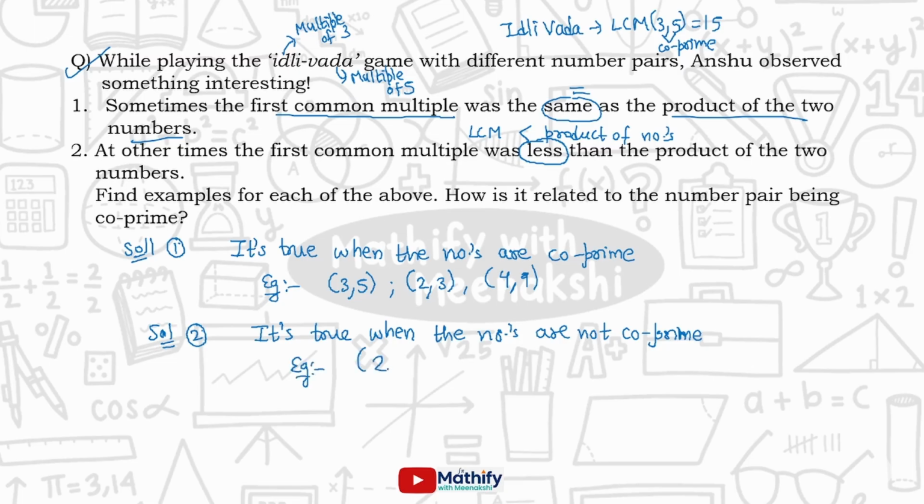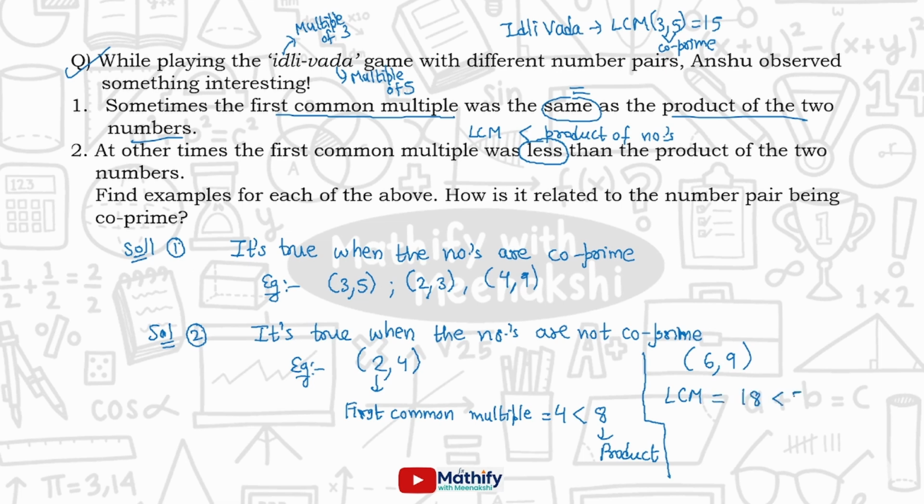Example: 2 and 4. Here the first common multiple, that means the LCM, is 4, and that is less than the product, because the product was 8. Similarly, one more example: 6 and 9. Again, the LCM of 6 and 9 is 18, and that is less than the product 54. So whenever the numbers are co-prime, the first common multiple is always the product of the numbers, and whenever the first common multiple is less than the product, that means the numbers are not co-prime. So you should know this.